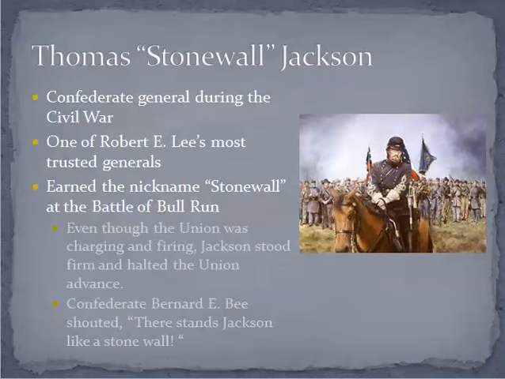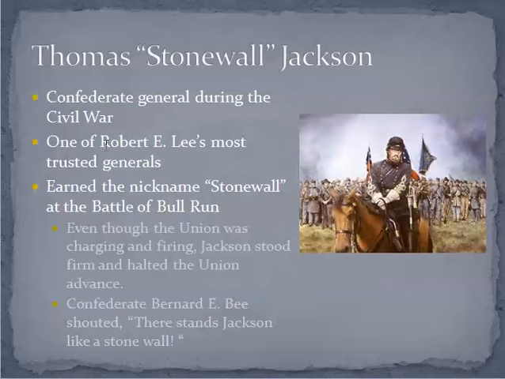Alright, the next guy we're talking about is a Confederate general, and his name is Thomas Jackson. Now, he also has the nickname of Stonewall. He was one of Robert E. Lee's most trusted generals, and he got that nickname Stonewall during one of the battles of the Civil War, during the Battle of Bull Run.